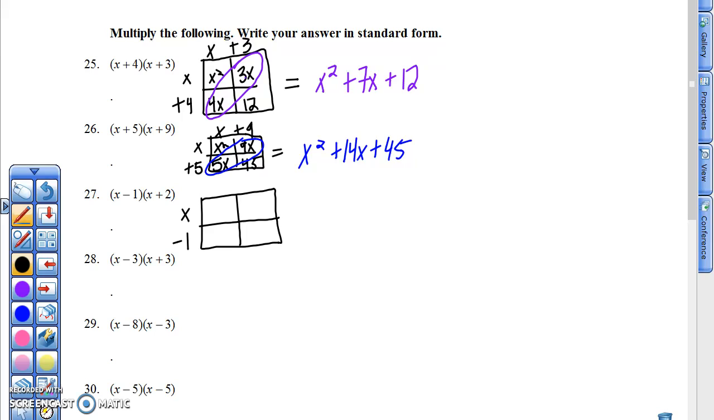x minus 1 times x plus 2. x times x is x squared. x times 2 is 2x. Negative 1 times x is negative 1x. Negative 1 times 2 is negative 2. Combining like terms, x squared, a negative 1 and a positive 2 would give me a negative 1x, or you can just write it as a positive 1x, or just plus x. And then still minus 2.